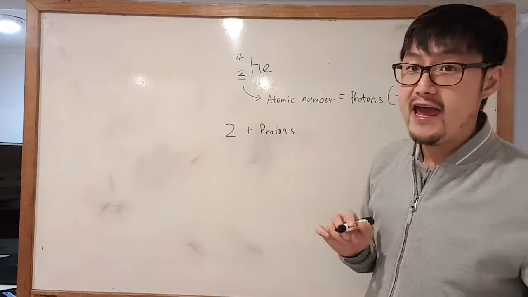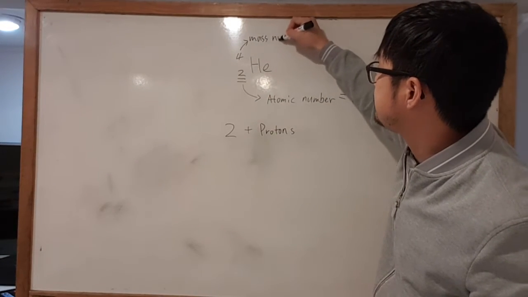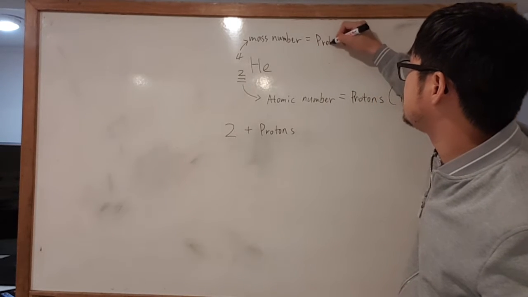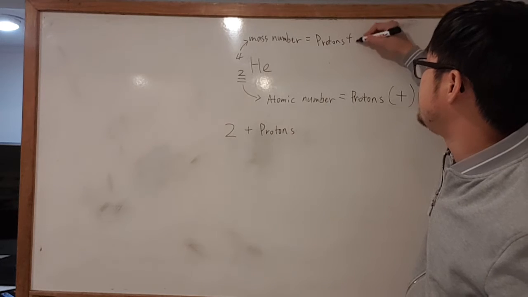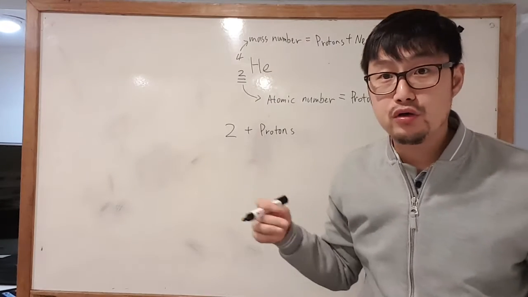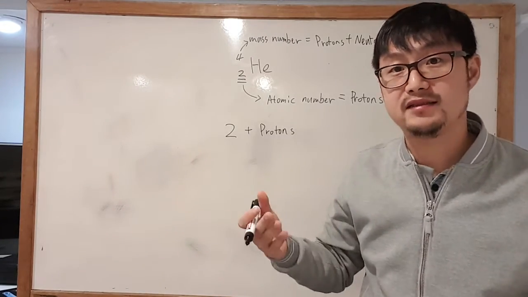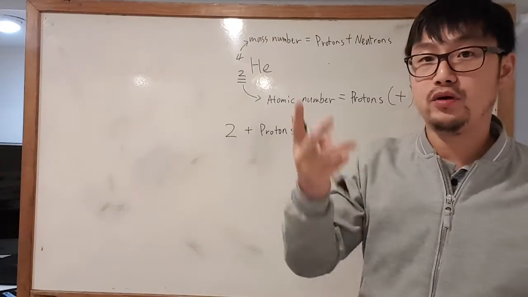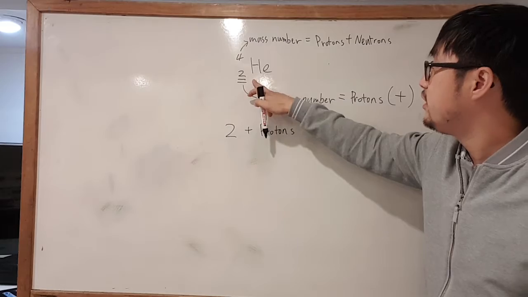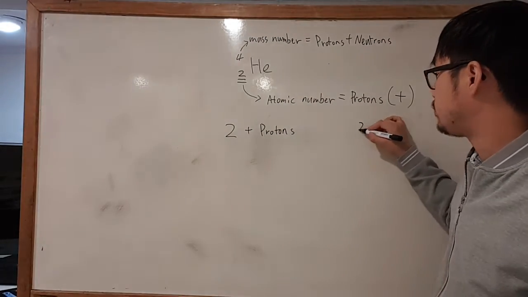Then this top number is called the mass number. It tells you the protons plus the neutrons together. The reason is that protons and neutrons are heavy, so we say they have mass. The mass number is 4, which means protons and neutrons together are 4. Now we know protons are 2 and mass is 4, so that shows you the neutrons. You've got 2 neutrons.